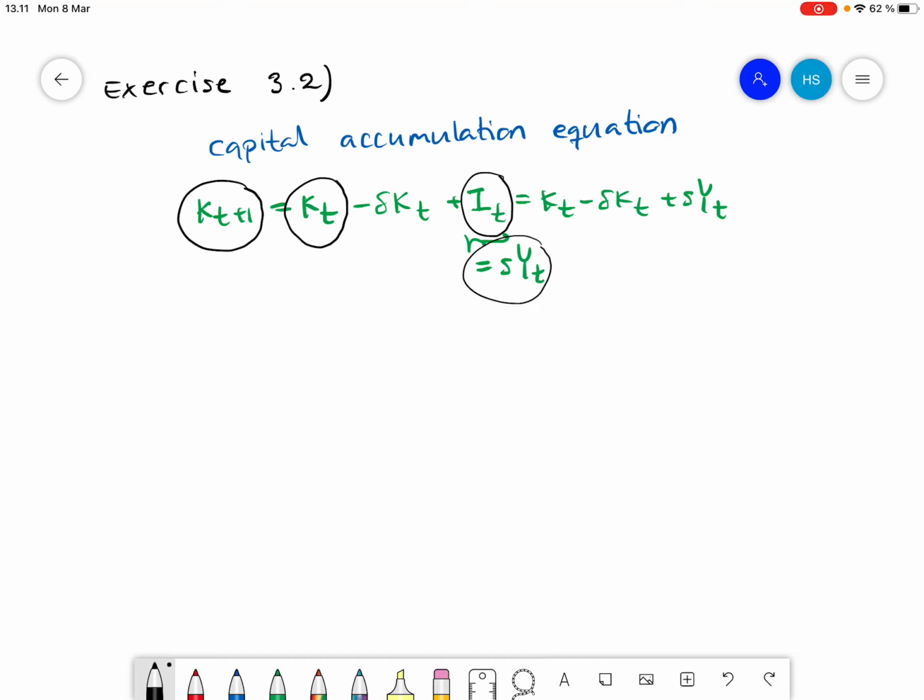which equals savings. Why? Because we are in a closed economy. Remember, in a closed economy, savings equals investments. And minus the depreciation of the initial period's capital stock. The sum of these will give you the next period's capital stock.